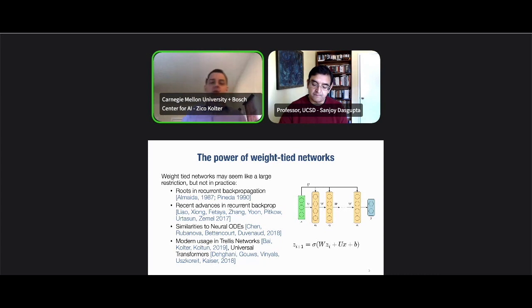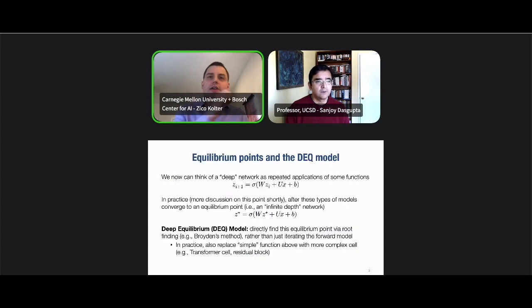Okay, so this is our starting point, this notion of a weight-tied network. Now I want to argue that there's an interesting way of interpreting this. If you think about a deep network as just the repeated application of some function, and again I'm writing it in terms of linear operators here, but W could be structured, it could be convolutions, it can be anything else you want, then a natural question arises as to what is the final point of this iteration. That corresponds to an infinite depth network.